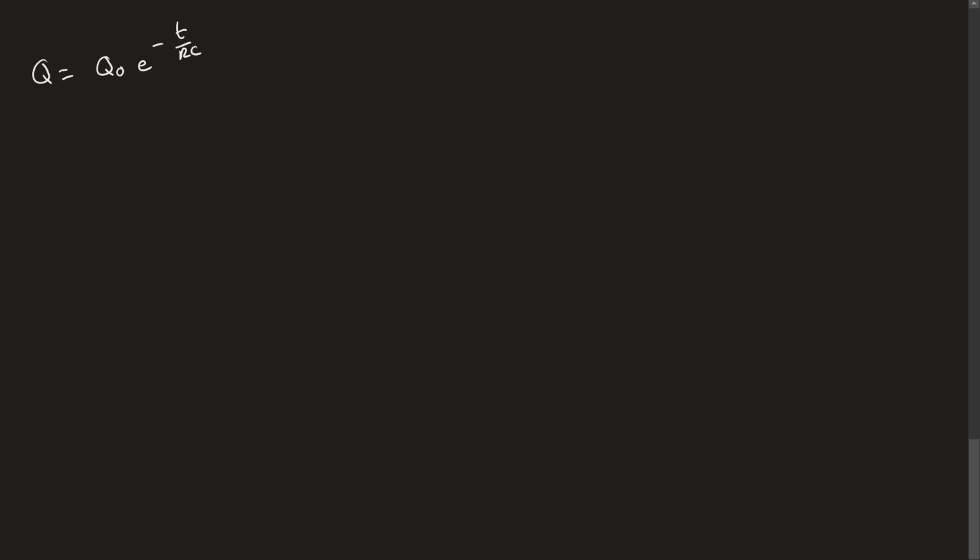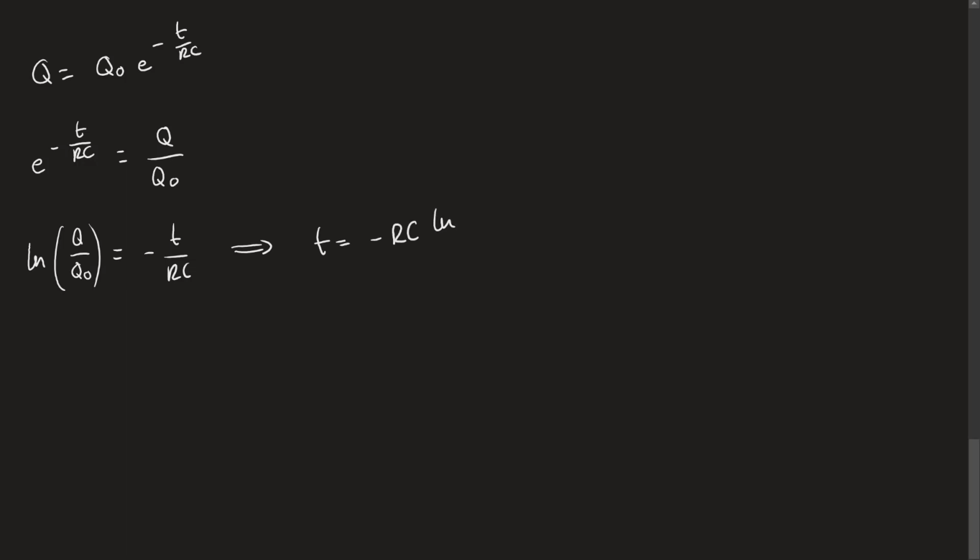Now, the first thing I have to do is something similar to what I've just done. I need to make e to the minus t over RC equal to something. So I'm going to divide the Q0 across, and I end up with e to the minus t over RC is equal to Q divided by Q0. Now, this means that I'm going to have the natural log of my answer, which is Q over Q0, is actually going to be equal to minus t over RC. So this then leads to the fact that t is going to be minus RC log of Q over Q0. And this is a general expression.